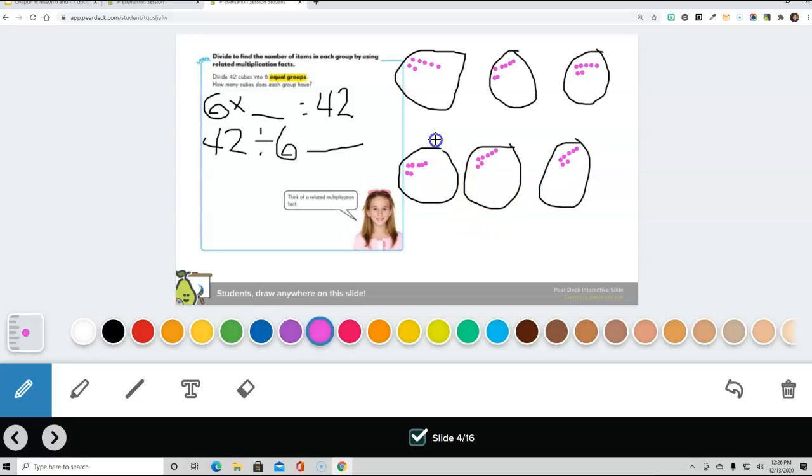Okay, so I don't know if you noticed, but as I pass out, I always pass out in groups of 5. So it's very easy for me to count how many I have in my equal groups. So in each of my equal groups, I have 7. So that tells me that 6 times 7 is 42. 42 divided by 6 is 7. I can also say 7 times 6 equals 42. And I can say 42 divided by 7 equals 6. This is a fact family. Okay?